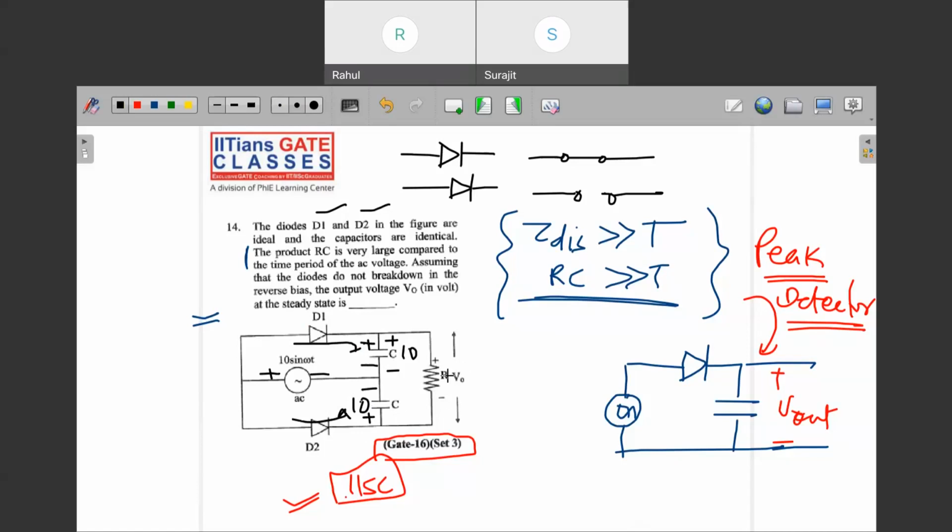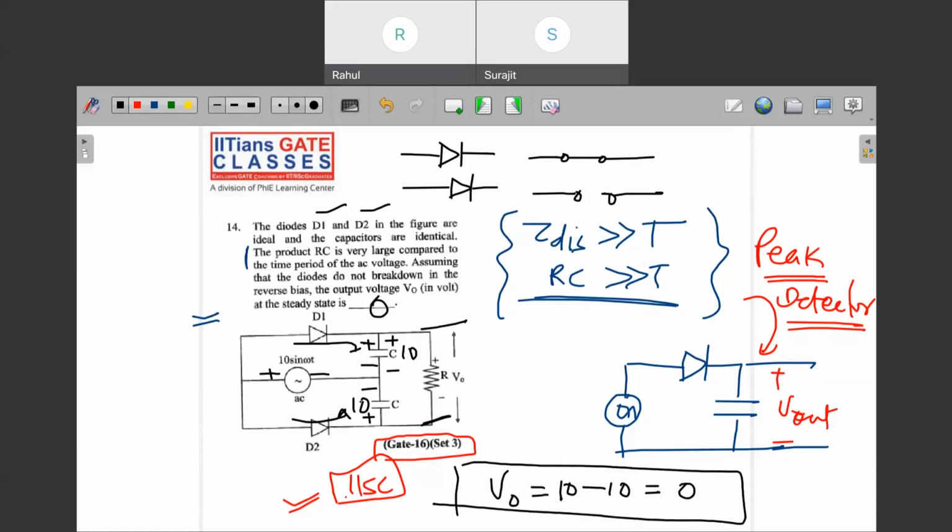So what is the voltage across this? The voltage across this will be the sum of these two voltages. So the steady state voltage V0 will be what? This is plus 10, and this is minus 10, so the total voltage will be 0. So this is the answer for this question. The 0 will be the answer.